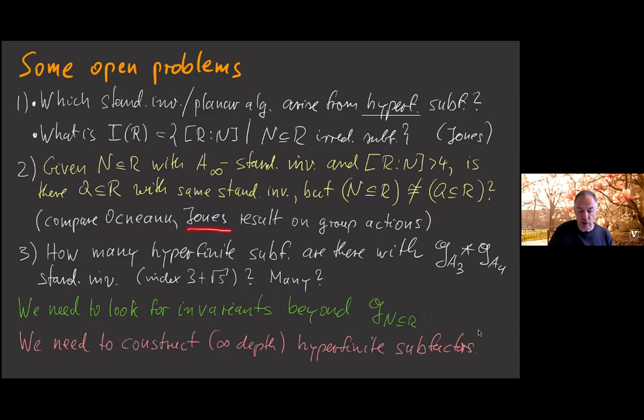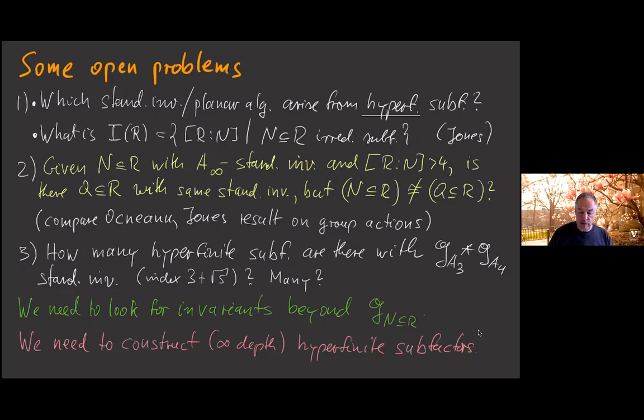And then Jones showed that as soon as you take a non-amenable group, well, then you can always construct at least 2 actions that are not conjugate on the hyperfinite II_1 factor. So that would correspond to this question over here. Given a non-amenable subfactor, you can construct another one with the same standard invariant that's not isomorphic to it, okay?